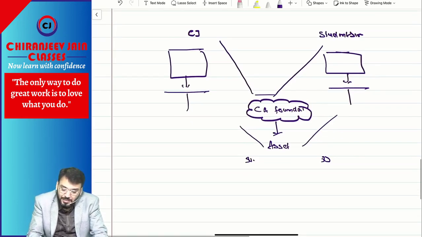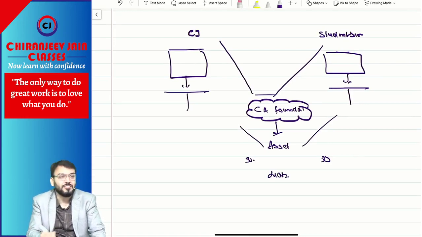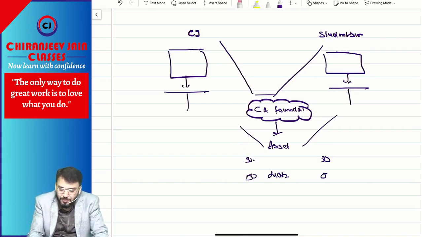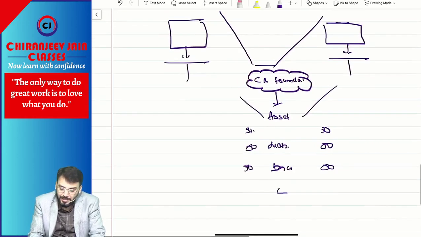Suppose there is a liability and suppose the liability is jointly incurred. We have taken a loan for this CA foundation business. So that liability belongs to both. So 50% here, 50% here. We generate income, so 50% belongs to this, 50% belongs to this. We incur expense, so 50% here, 50% here.